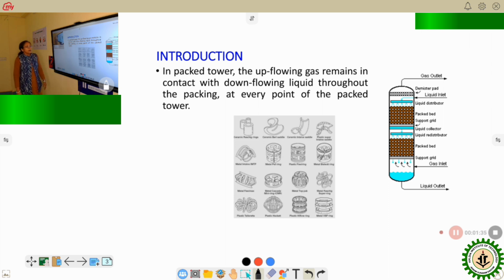And after the mass transfer operation, the gas containing the solute after removal by absorption leaves the tower from the outlet, and the liquid carrying the solute leaves the outlet of the column. So entering gas is rich in solute, leaving gas is diluted in solute concentration. On the other hand, the liquid phase which is coming at the outlet is concentrated with the solute.